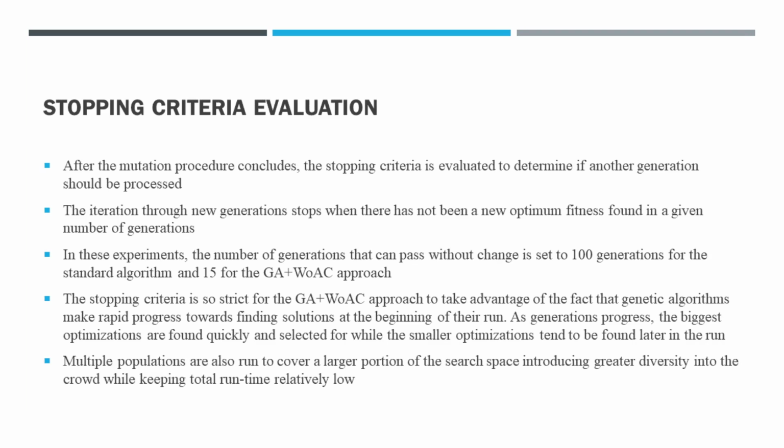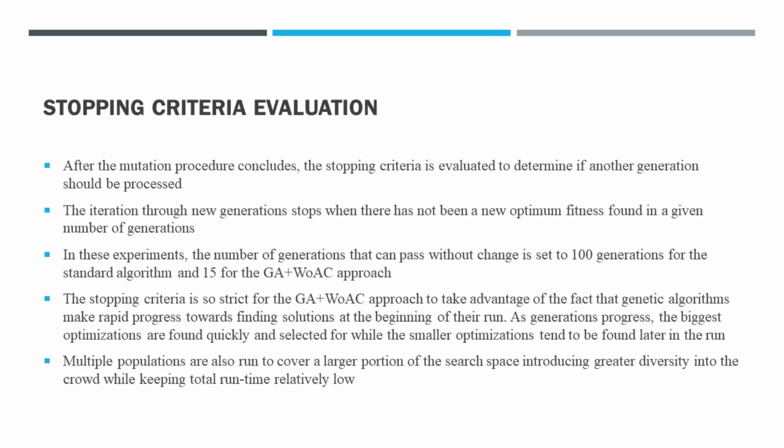Our last step for the genetic algorithm is to evaluate the stopping criteria. So after the mutation procedure concludes, the stopping criteria is evaluated to determine if another generation should be processed. The iteration through new generations stops when there has not been a new optimum fitness found in a given number of generations. In these experiments, the number of generations that can pass without any change is set to 100 generations for the standard algorithm and 15 for the genetic algorithm with wisdom of artificial crowds enhancement.